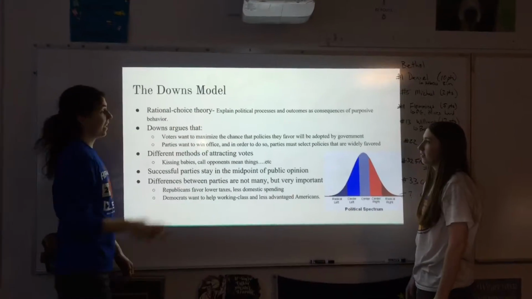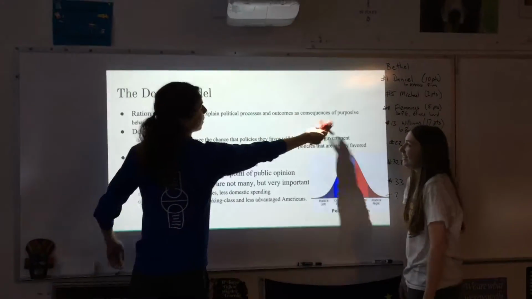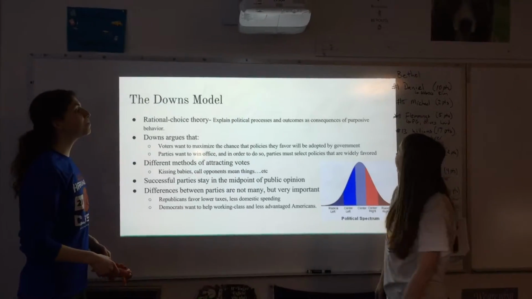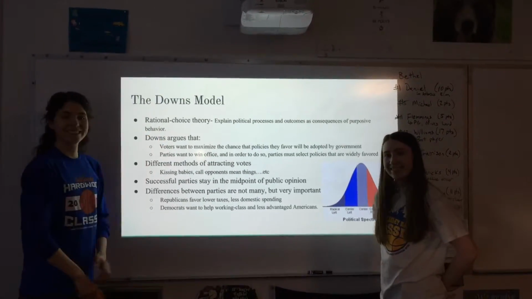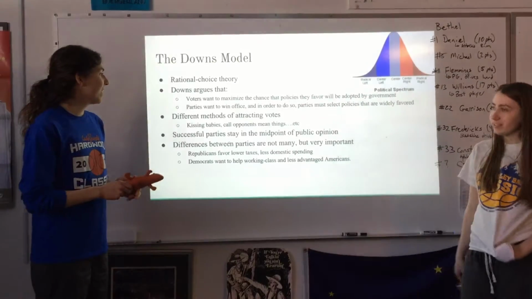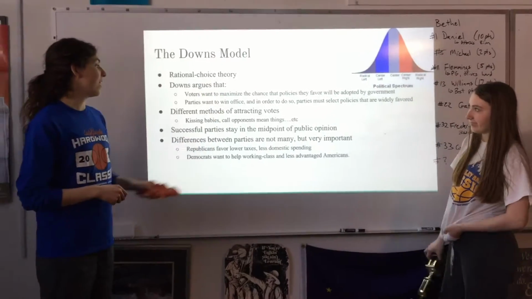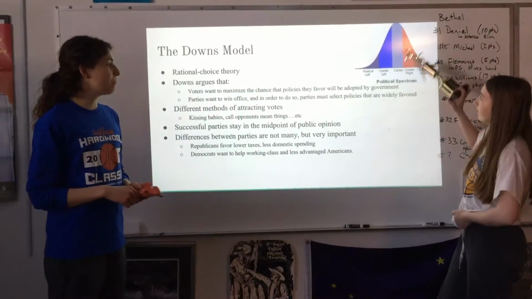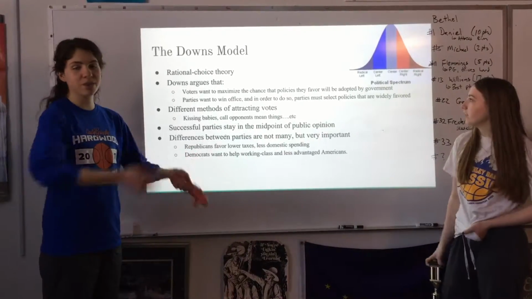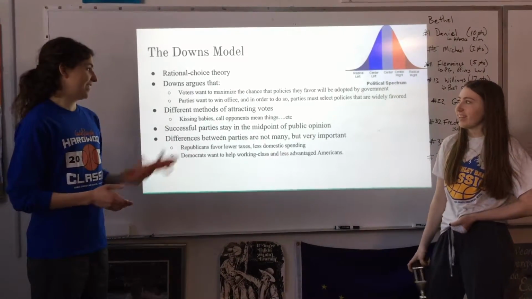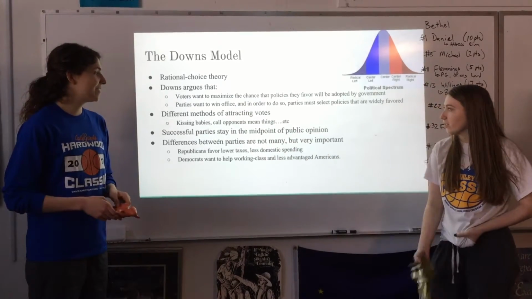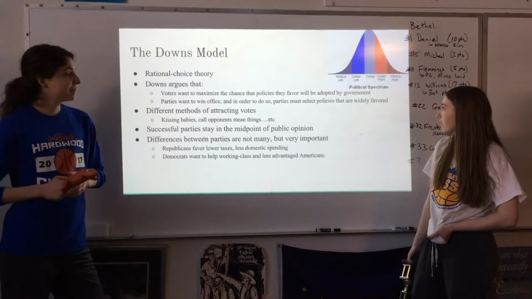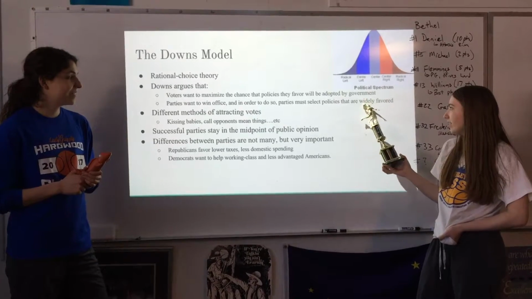Rational choice theory explains political processes and outcomes as consequences of purposive behavior. Purposive. What is this? Downs argues that voters want to maximize the chance that policies they favor will be adopted by the government. Parties want to win office, and in order to do so, parties must select policies that are widely favored.